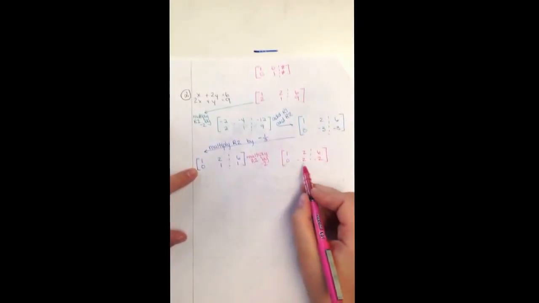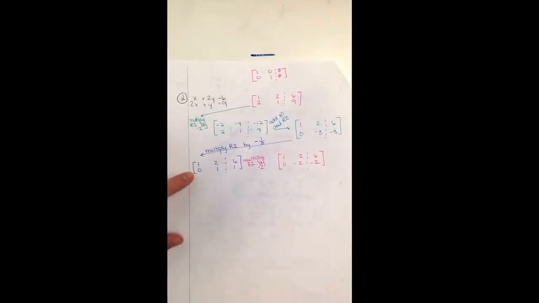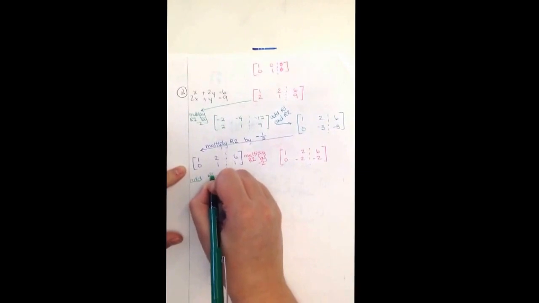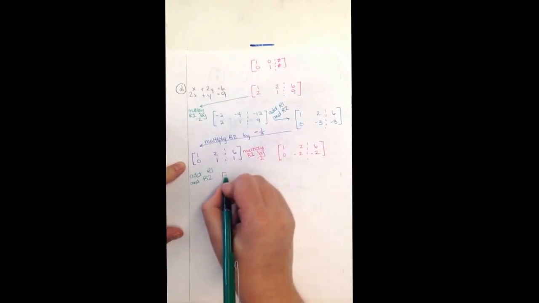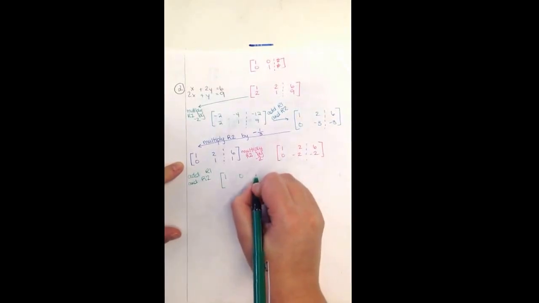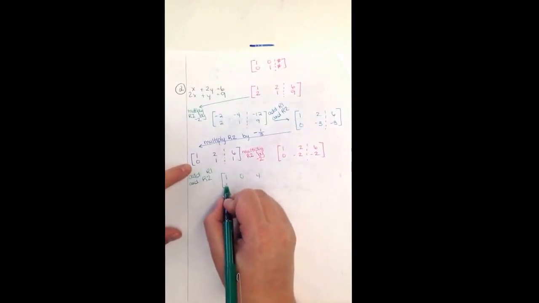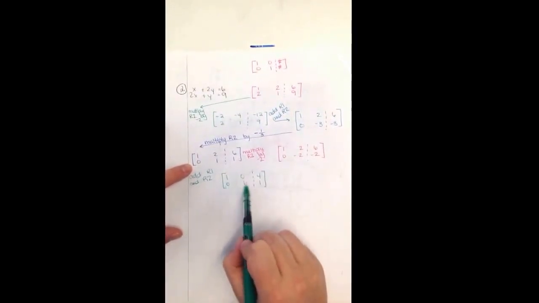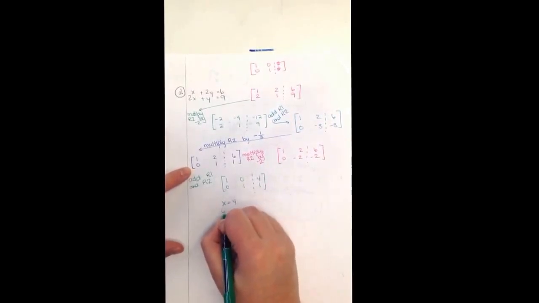Now I'm going to add these two rows and replace the first one with my answer. So, add row 1 and row 2: 0 plus 1 gives me 1. Negative 2 plus 2 gives me 0. Negative 2 plus 6 gives me positive 4. Now I want this one to stay the same because it was already the way I wanted it to look, so I'm going to go 0, 1, 1. Okay? So I have the identity here that I wanted, and I have two numbers over here that I want. So my answer is x equals 4 and y equals 1.